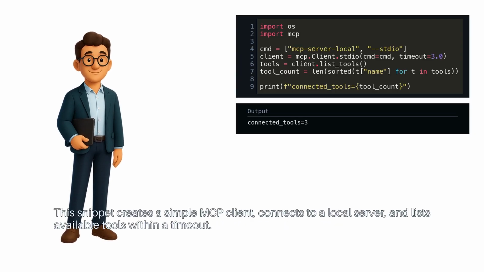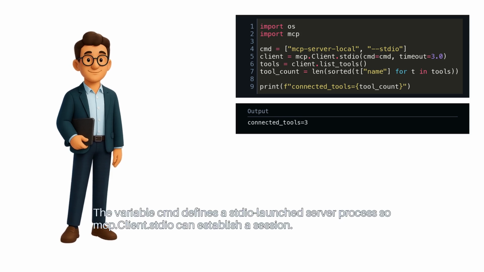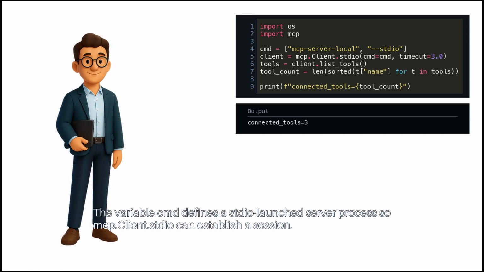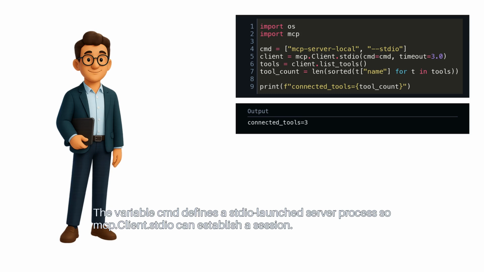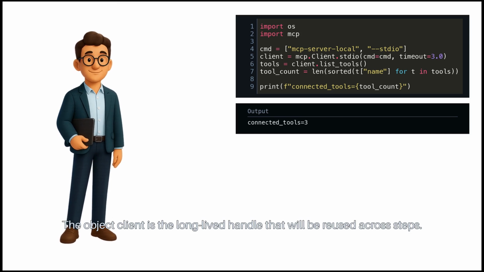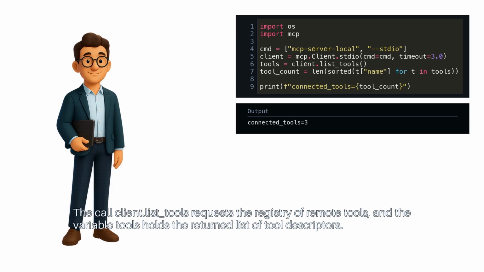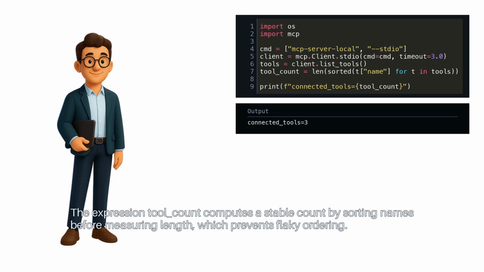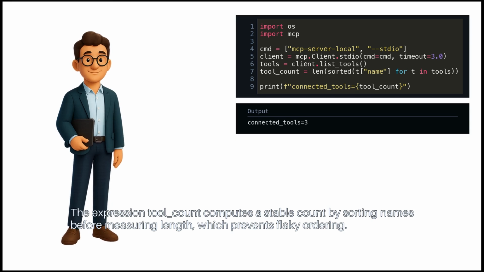This snippet creates a simple MCP client, connects to a local server, and lists available tools within a timeout. The variable CMD defines a stdio-launched server process, so mcp.Client.stdio can establish a session. The object client is the long-lived handle that will be reused across steps. The call client.listTools requests the registry of remote tools, and the variable tools holds the returned list of tool descriptors. The expression tool count computes a stable count by sorting names before measuring length, which prevents flaky ordering.